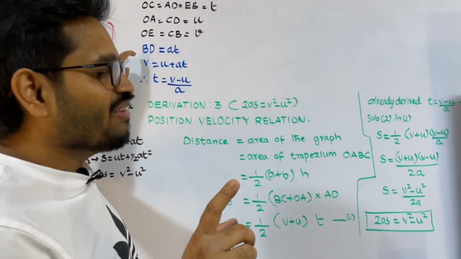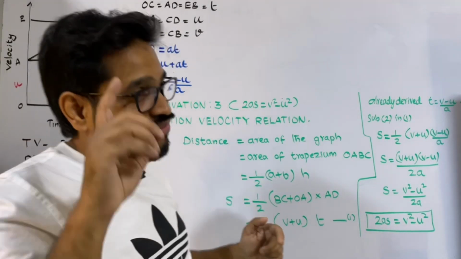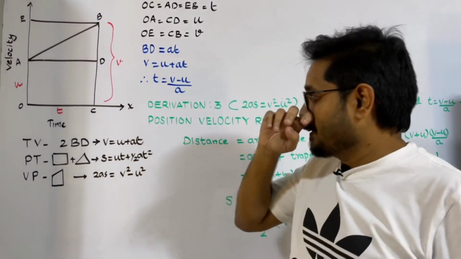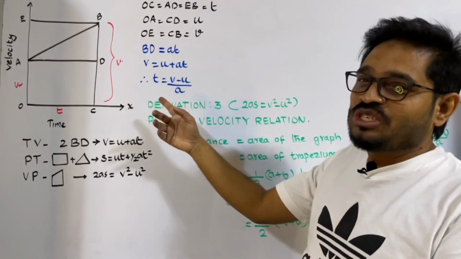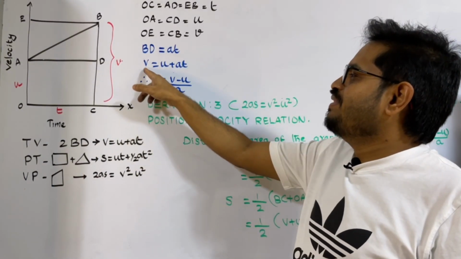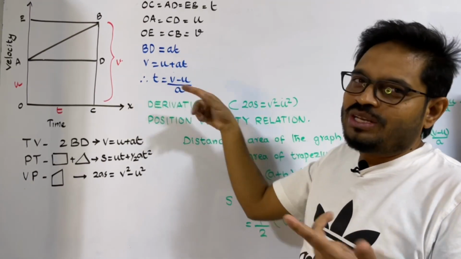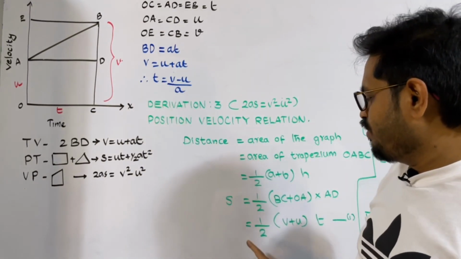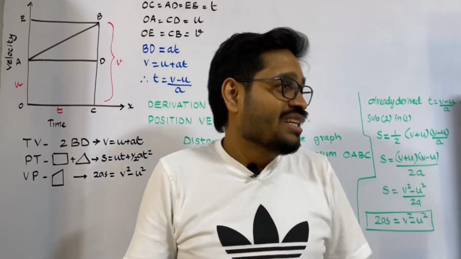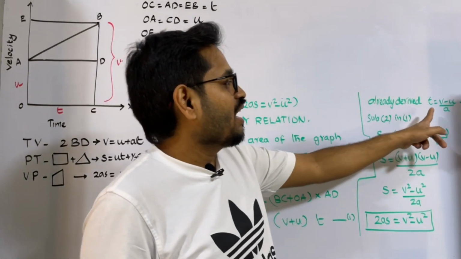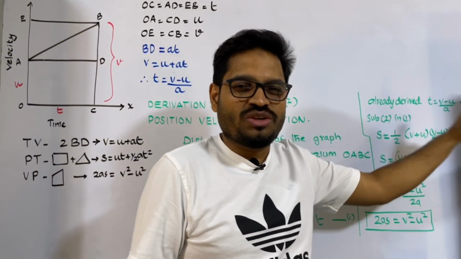This is why I have noted these things in blue, for the first derivation was over. So what is it? a equal to (v minus u) by t. From there we know that v equal to u plus at, so t equal to (v minus u) by a. That t equal to (v minus u) by a is going to help us, so we bring it here. Already derived t equal to (v minus u) by a, which is equation number 2.